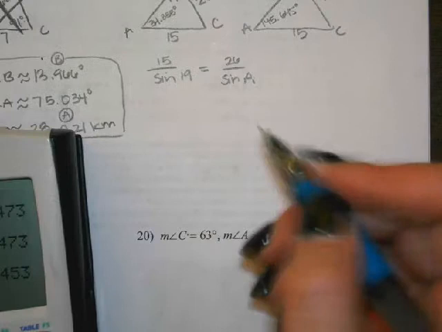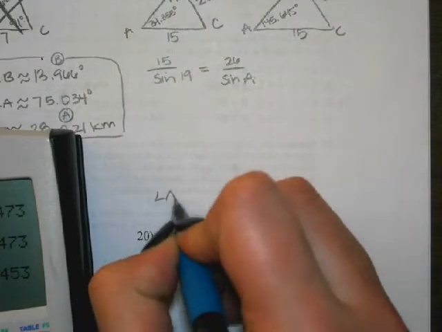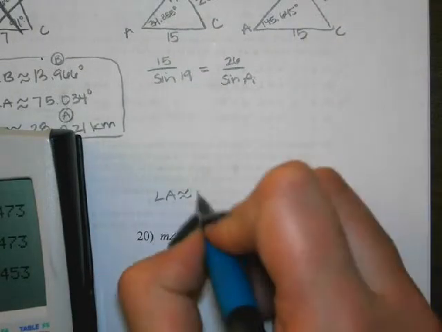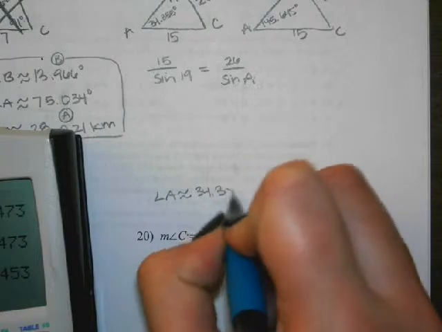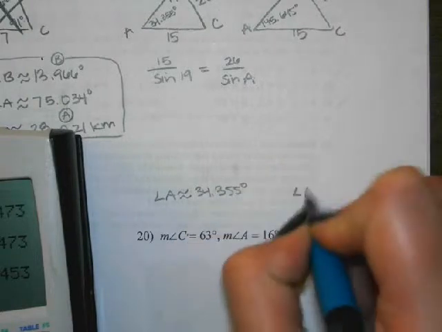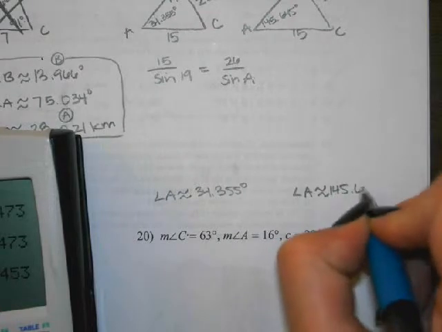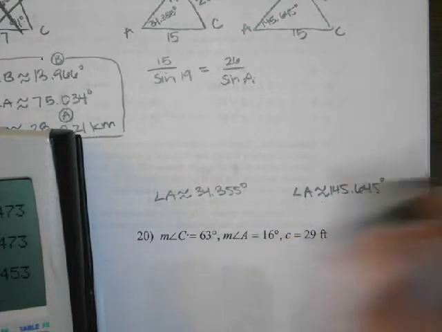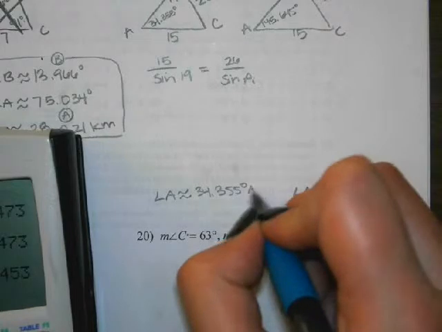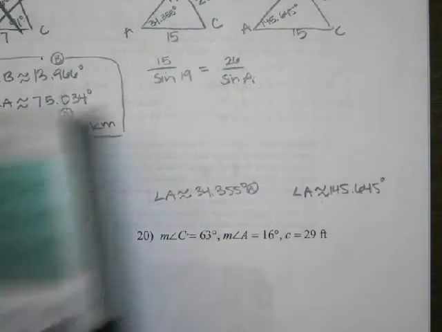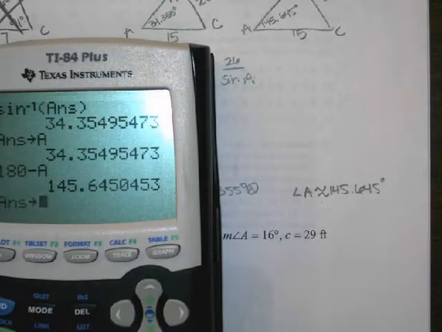So down here, I'm going to keep track of my letters. So I have angle A for the first triangle is 34.355. Angle A for the second triangle is 145.645. And I'm going to write that the first one I stored as A, and the second one we're going to go ahead and store as P.